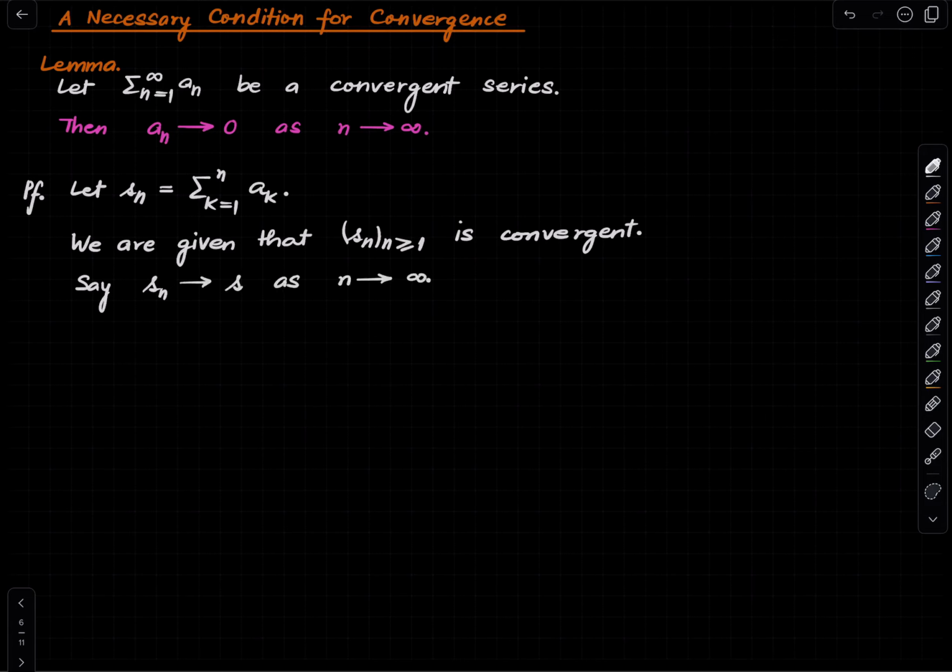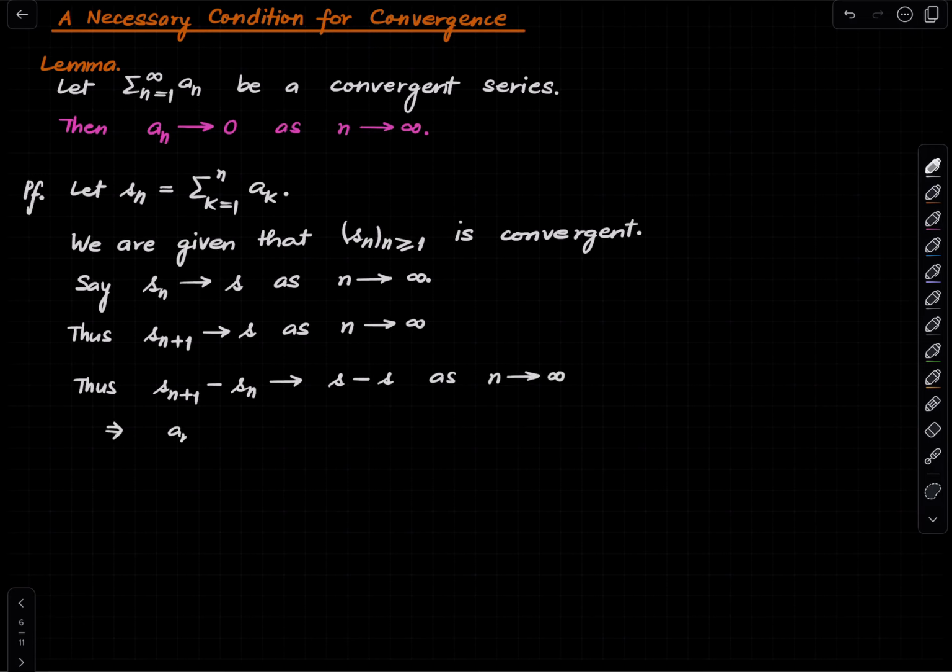but therefore so is the limit of this guy, clearly, and thus the difference converges to S minus S. And that tells us that the (n plus 1)th term goes to 0 as n approaches infinity, which is the same as saying that the nth term goes to 0 as n approaches infinity. Very simple.